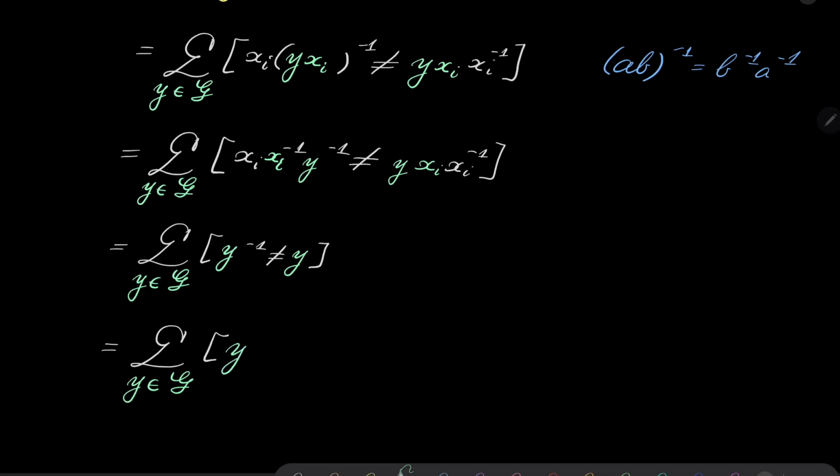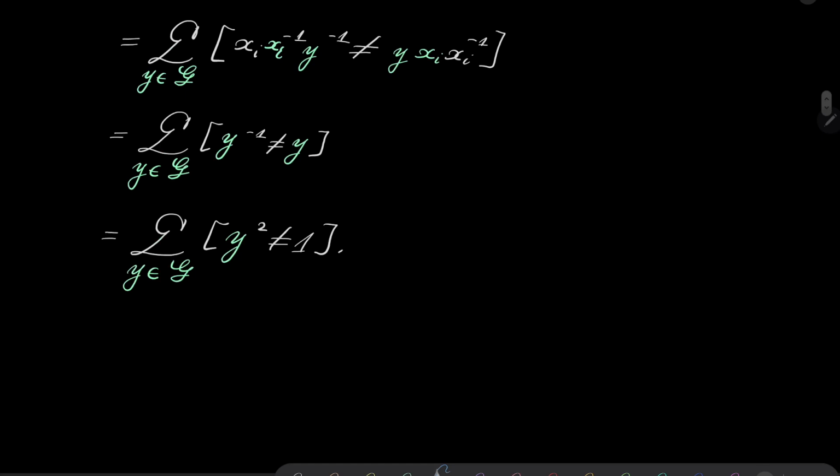Y squared is different than the identity of our group. All right. Now, clearly, we see that this sum does not depend on y, on I. It disappeared along the way. So this does not depend on I. All right, but moreover, second observation, I claim that this number is even.